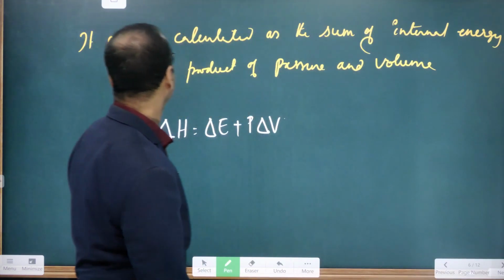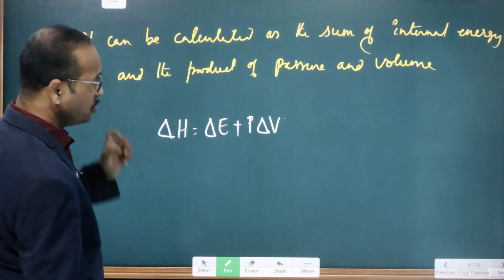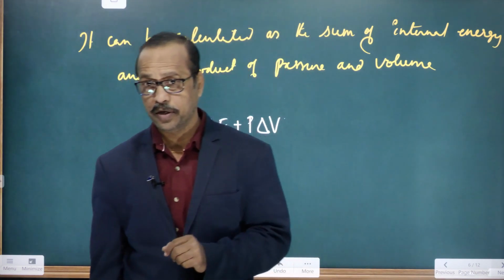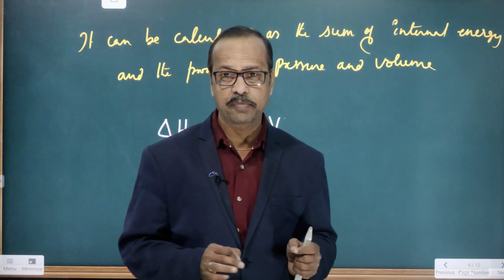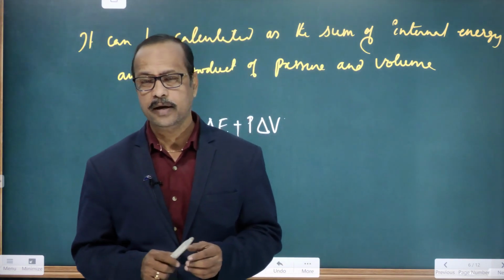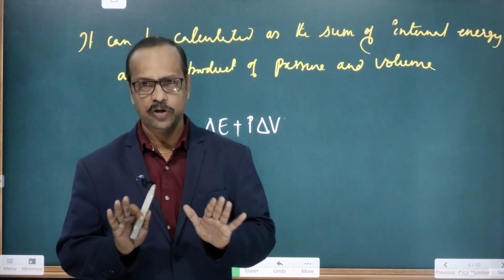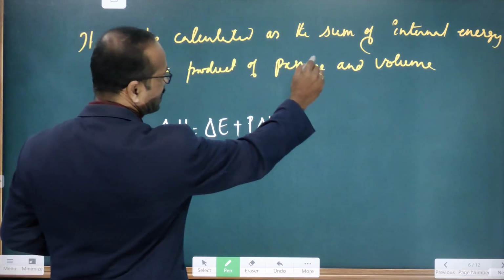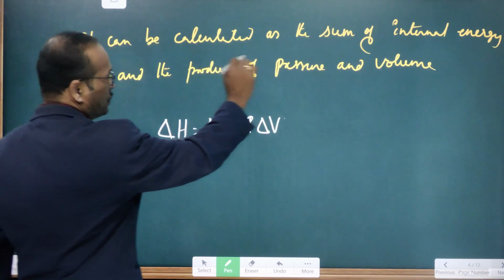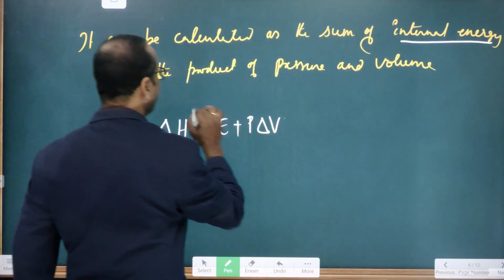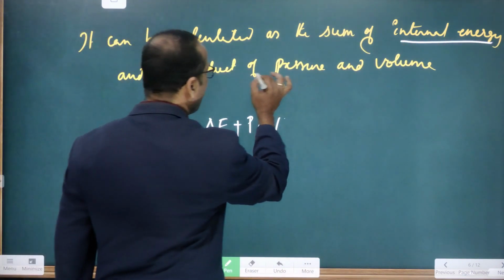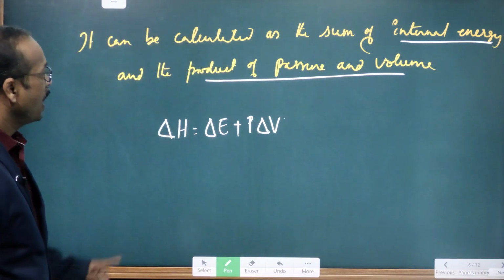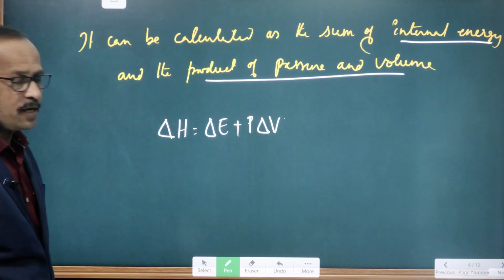Now see here, how it can be calculated. Absolute enthalpy cannot be calculated. Student, remember, it's a very important point. Absolute enthalpy, absolute heat content, cannot be calculated. It is not possible. So then what can we calculate? It can be calculated as the sum of the internal energy and the product of pressure and volume.